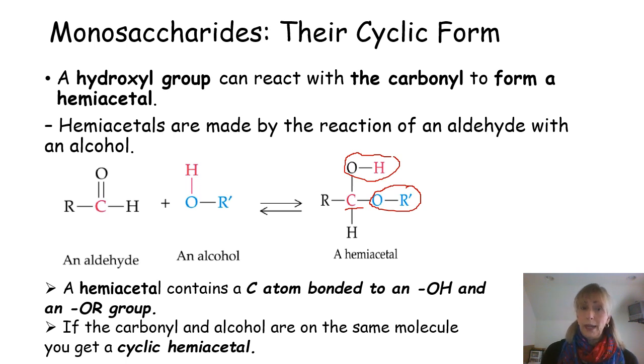If you have the carbonyl, the aldehyde, and the alcohol in the same molecule, like in a monosaccharide, where one is at the top and one of the alcohols is down at the bottom, the same reaction can occur, and you're going to join the top to the bottom. So you're going to have a cyclic hemiacetal.